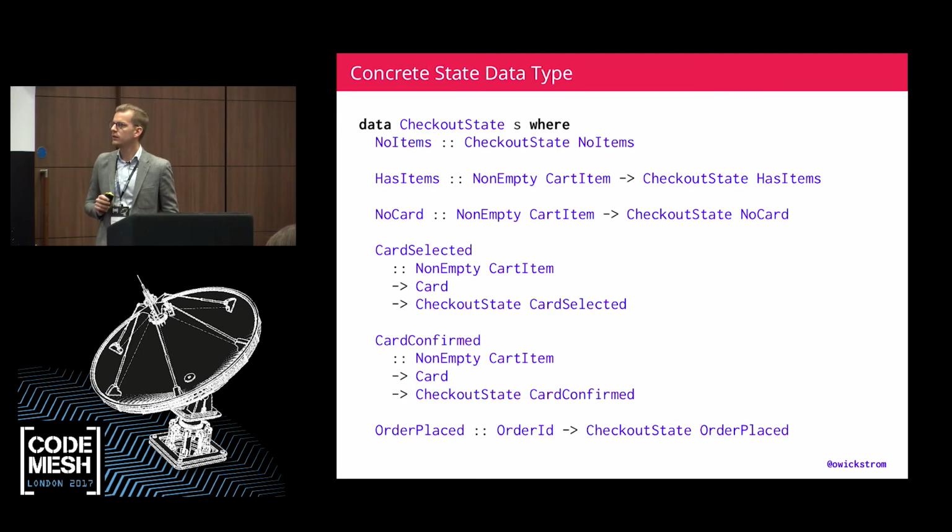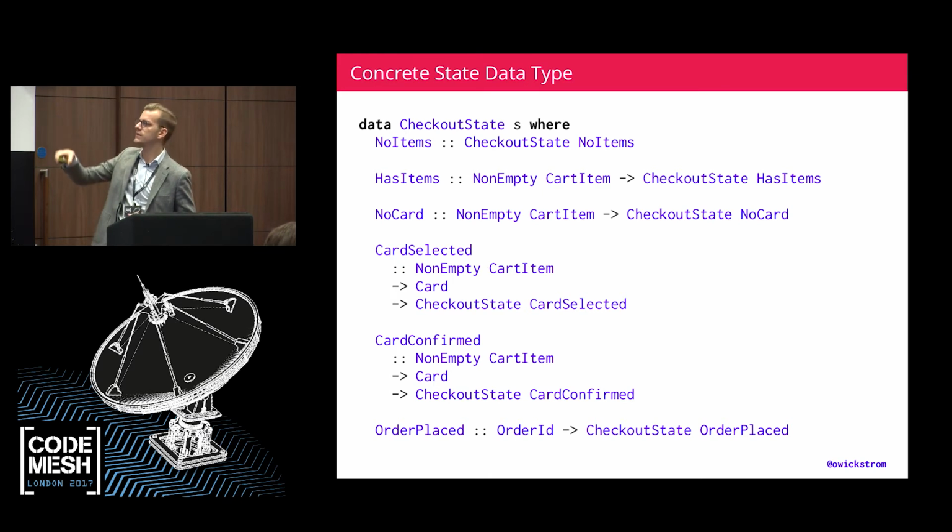First, I'll show you the concrete state type. This is a bunch of code. Don't be scared. I'm using a GADT here. That's a generalized algebraic data type. So it has a parameter s, which we can parameterize differently with the different constructors. So each constructor here maps to one state, and if you see no items here, that's not the same as no items on the left.